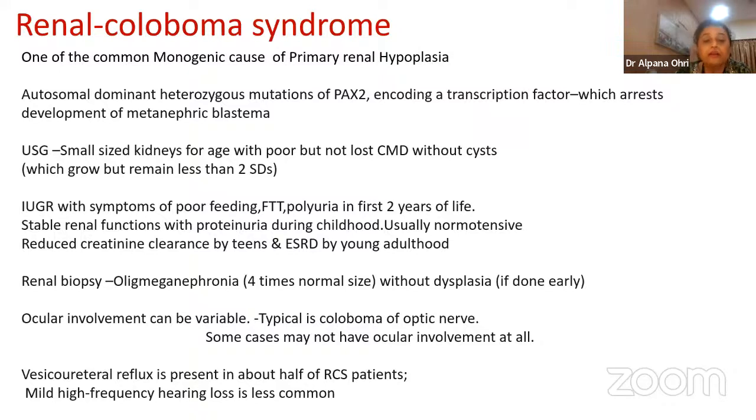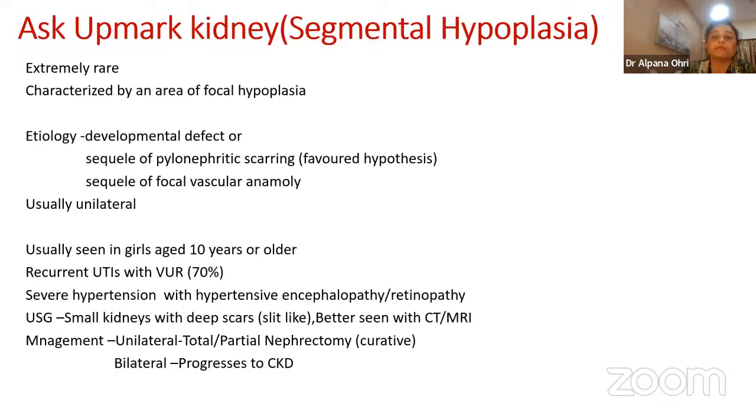VUR is seen in about half of the cases of renal coloboma syndrome. This is again a little deviation from normal because mostly lower urinary tract obstruction is not a dominant pathophysiology in primary renal hypoplasia, but this kind of renal hypoplasia has VUR in almost half of the individuals. And they also have mild high frequency hearing loss, which may be seen.